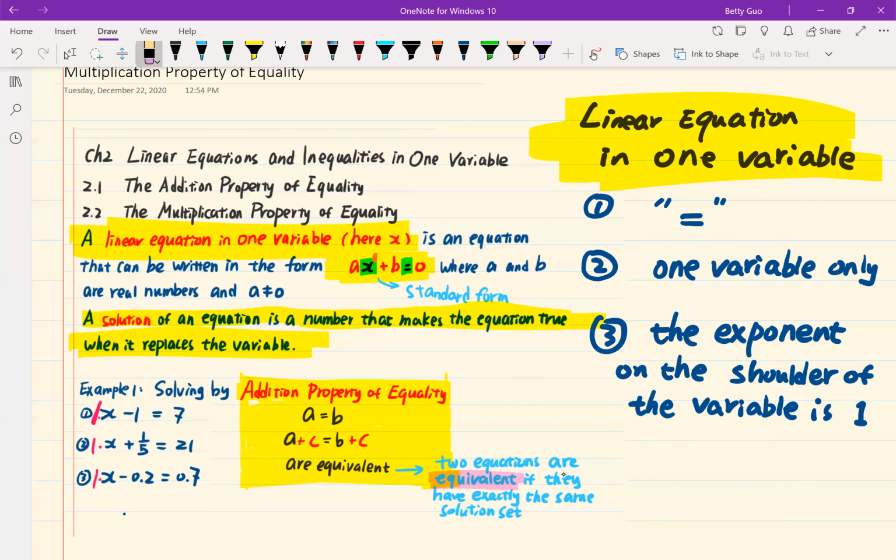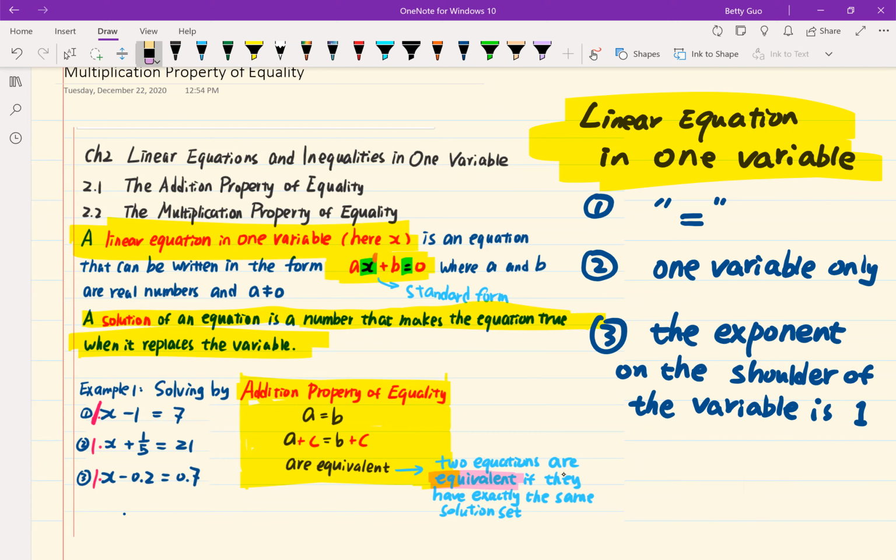Linear means one dimension, okay? One dimension. So the exponent on the shoulder of the variable must be 1. Am I clear about that? So in this section, the focus is to solve linear equations in one variable, right? So we're going to know what kind of equation is a linear equation in one variable.